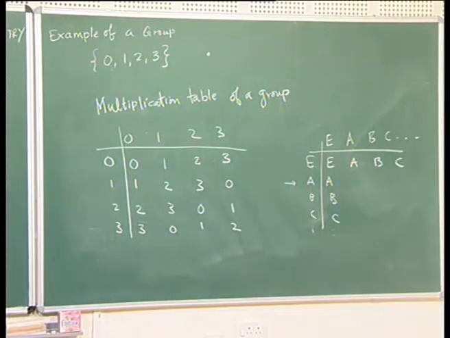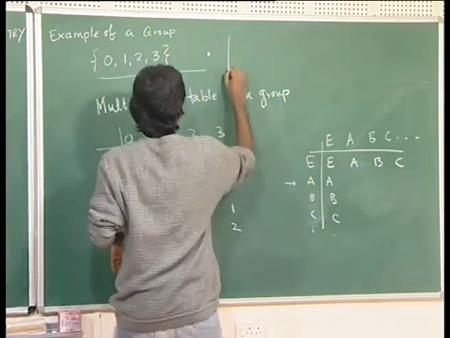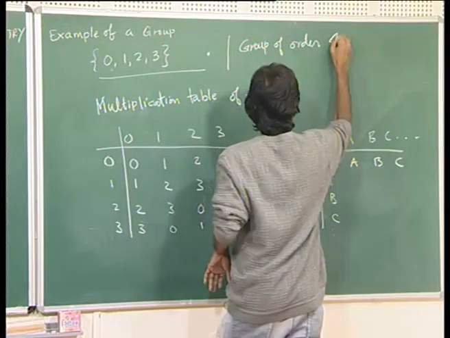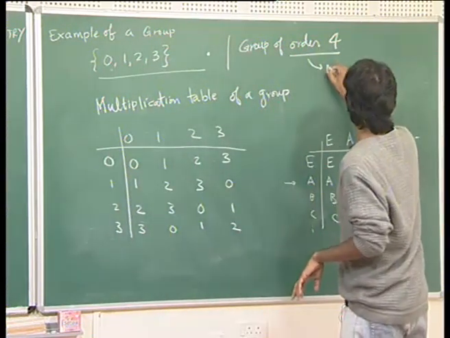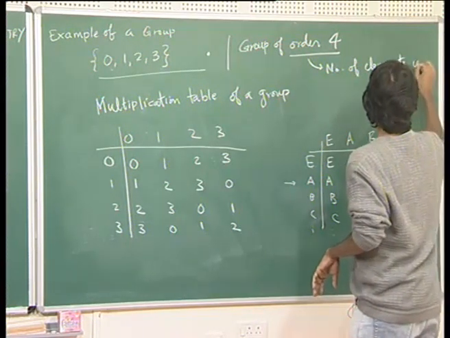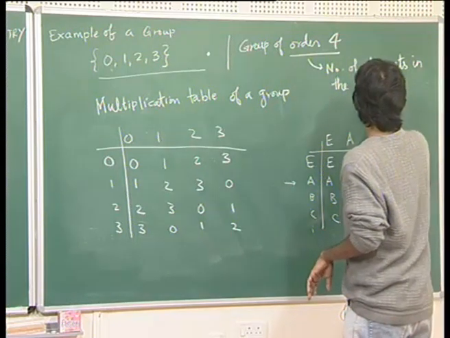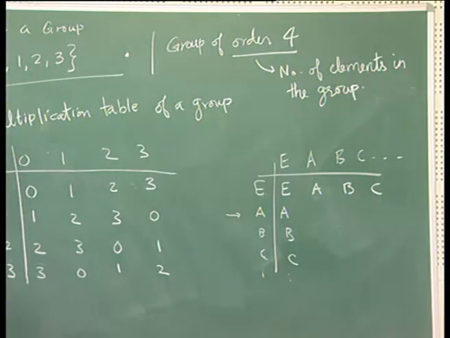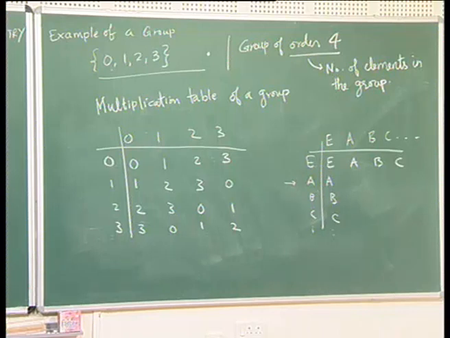Okay. So next we will look at some more examples of groups. Before that, I just want to mention one thing. This is called a group of order 4, where order is the number of elements in the group. So the order of a group is the number of elements in the group. If you want to say what the order of this group is, it is 4. And you can define orders for all groups. You just have to see how many elements are there in the group, and that gives you the order of the group.